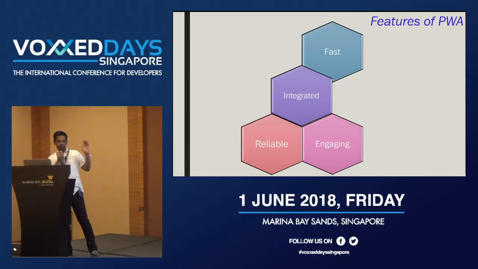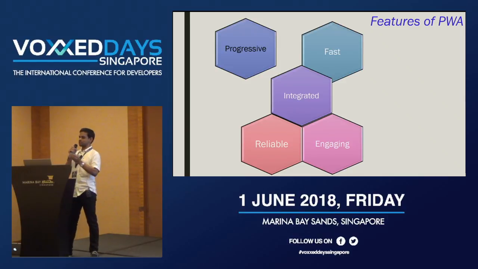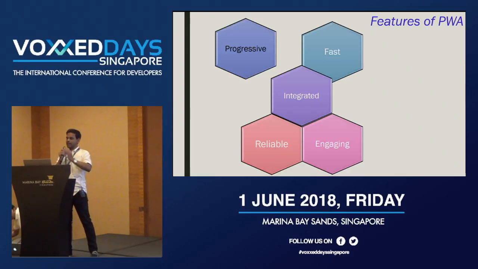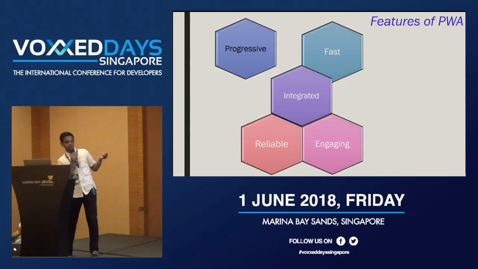Okay, apart from all four, fast, integrated, reliable, and engaging, there is one more which is very important. It should be progressive. We keep talking about progressive web application. What does progressive mean? Your app should work for every user, irrespective of their browser version or device capability. That means you enable this feature progressively, depending on the device capability or browser's capability. If the user's device doesn't support it, you have to provide a fallback mechanism. You should not isolate any user just because they use this device or this browser. After all, the web is open and inclusive.